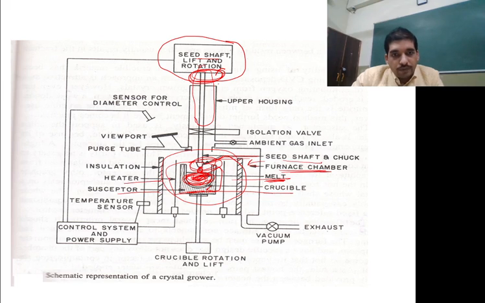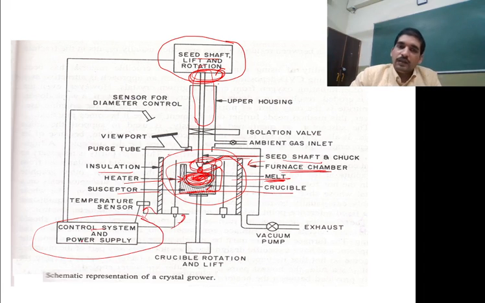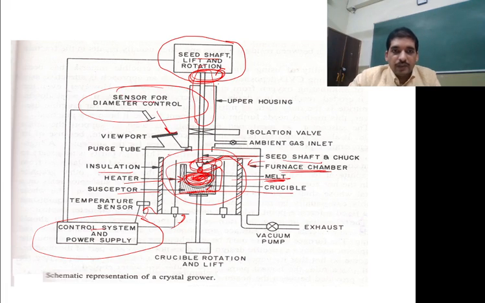The heater is to provide heat so that this material can be melted, and insulation is provided. Then the control system and supply are separately connected, right? The control system is connected with the supply, and sensors and processors are connected, so that we can visualize and check. For example, the sensor for diameter control is here to check what the diameter is of this circular wafer which we are obtaining. So the control system and power supplies are connected separately for this purpose, right?